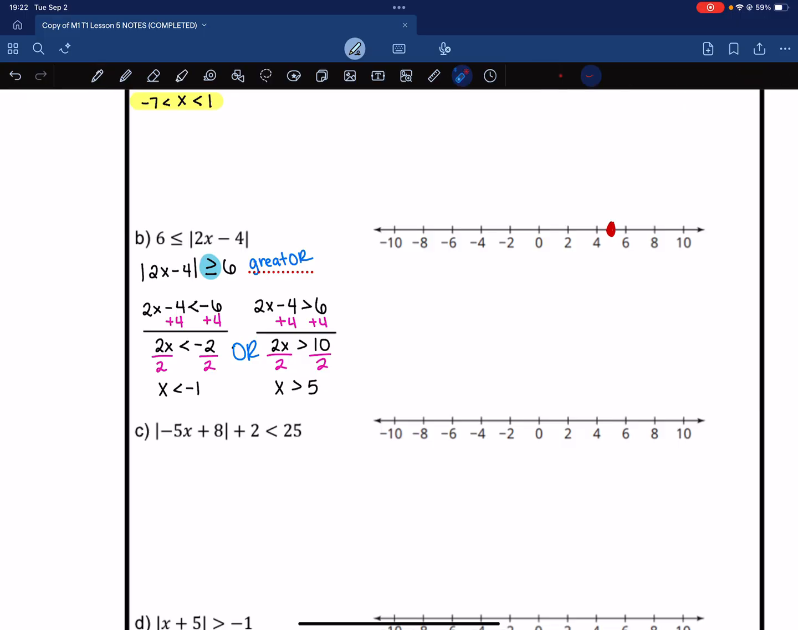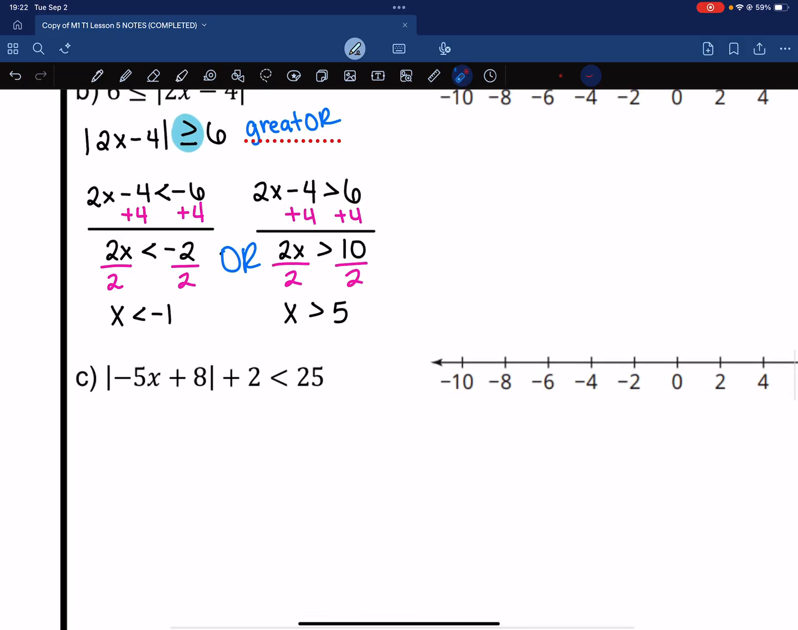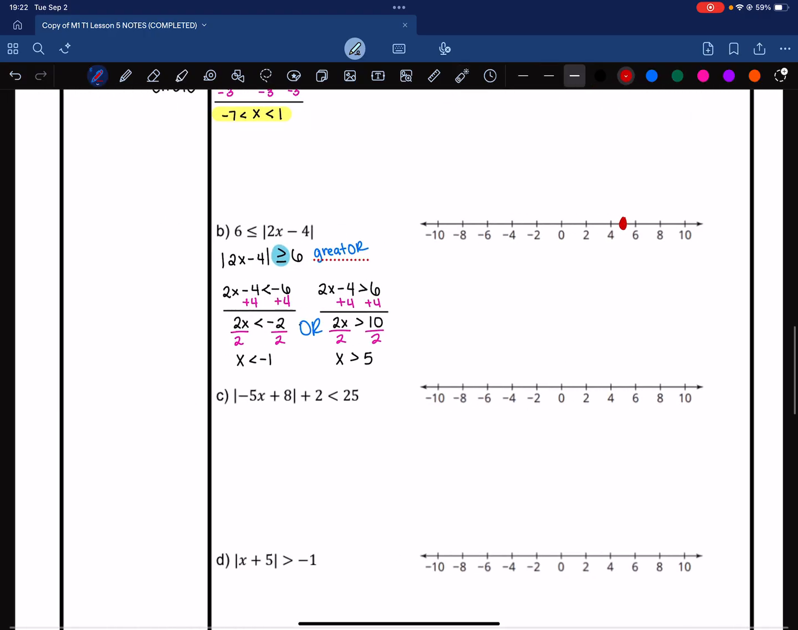Okay, and how you can tell with your shading is when your variable is on the left side, the inequality sign is telling you an arrow on which way to shade. So this is telling me to shade to the left of -1. So the left of -1 would be this way right here. And I look at the second inequality, and it's telling me to graph to the right of 5. And so that would look like this.